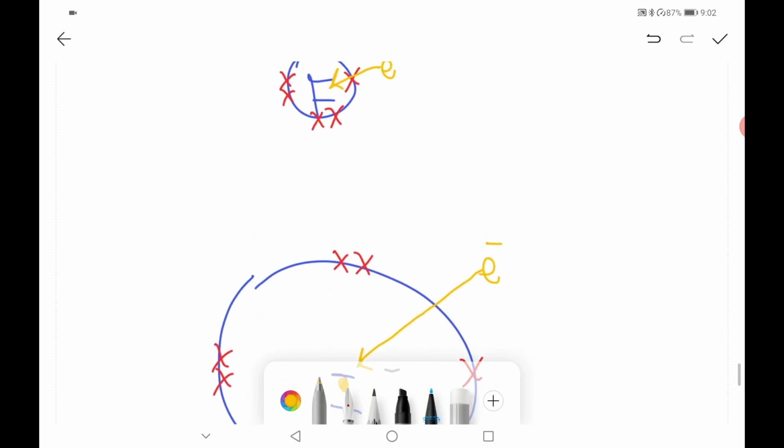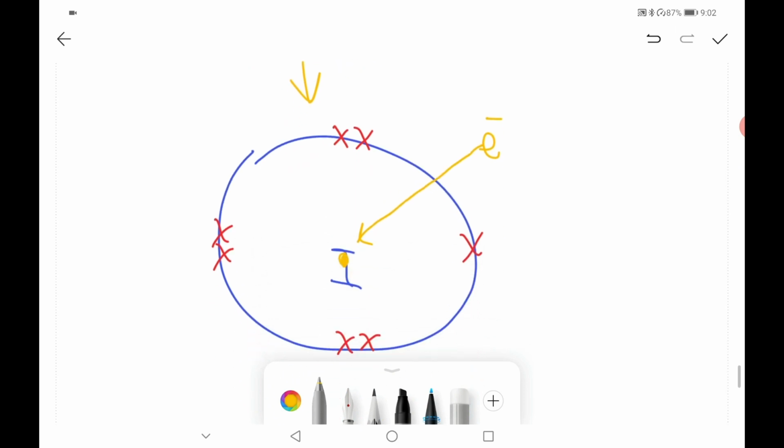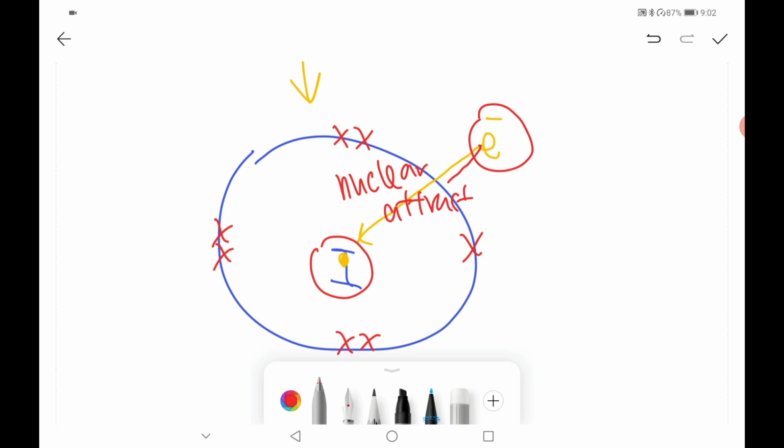So you see, going down the group, the valence electron is far away from the nucleus, so the force of attraction between the nucleus and the electron is very weak. This force of attraction is called nuclear attraction. When the nuclear attraction becomes weaker and weaker, it becomes harder to receive electron.